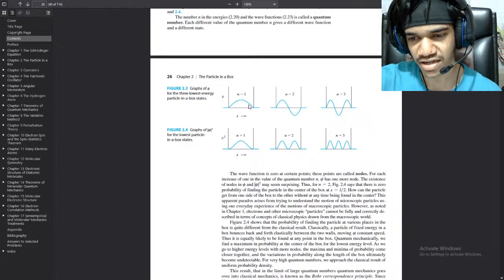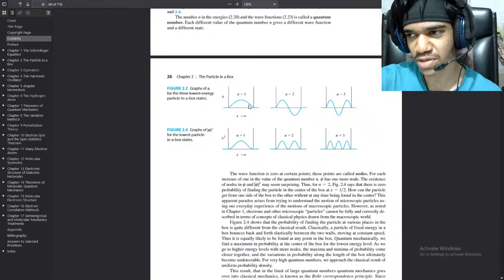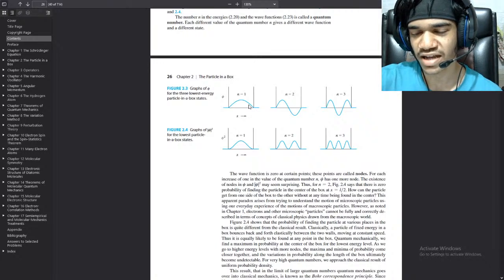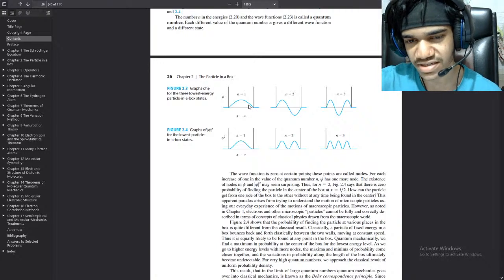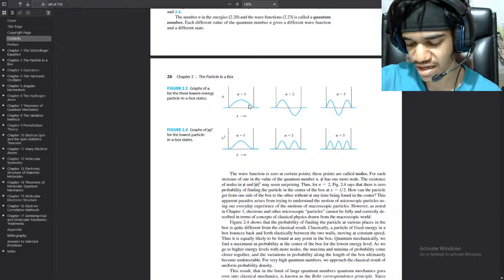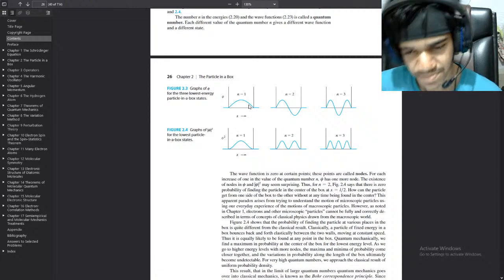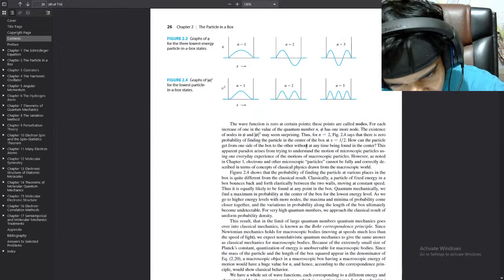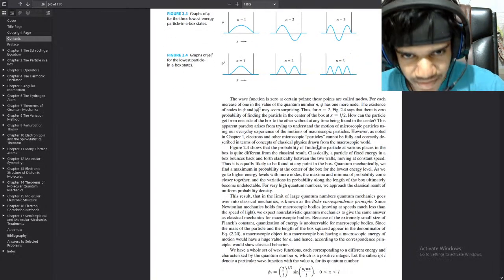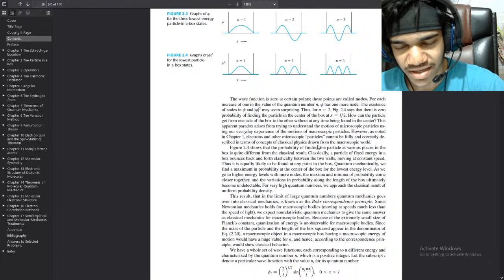Oh no, no, psi is the wave function. I was getting confused between psi and phi. Yeah, wave function. So in this book, capital psi is, I mean, the total wave function.